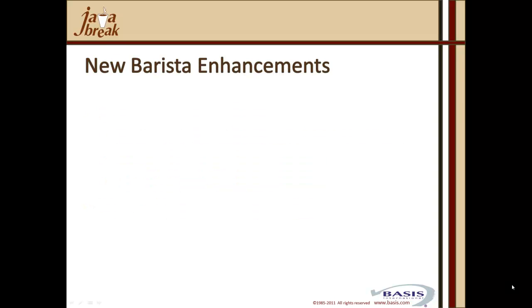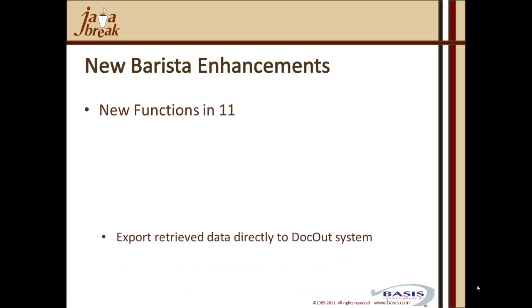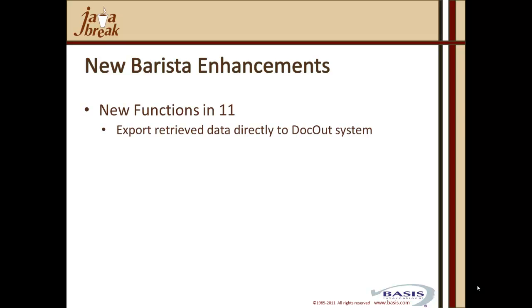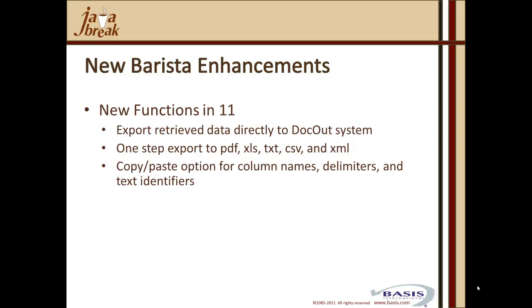The next Java break on August the 3rd is going to look at new Barista enhancements. Let's have a quick preview. Firstly, there's some new functions in BBJ 11 and Barista 11. We're able to export retrieved data directly to the Docout system without having to go through an interim step. There's one-step export to PDF, XLS, text, CSV, and XML document types. You can copy and paste information from a screen inquiry and select option names, delimiters, and text identifiers.